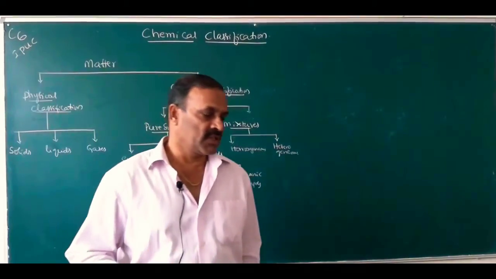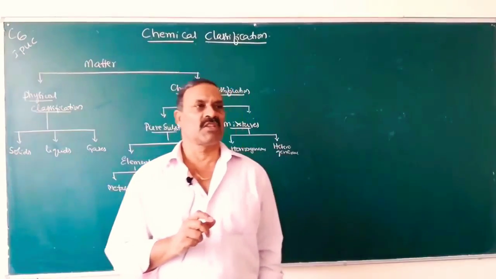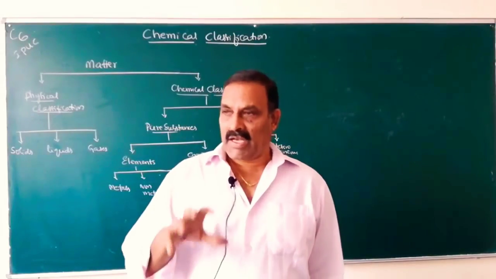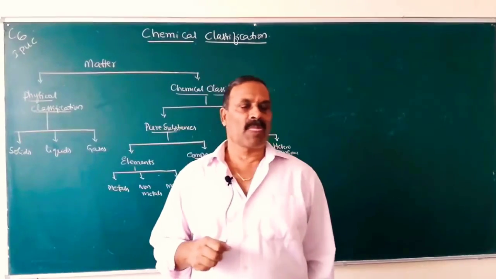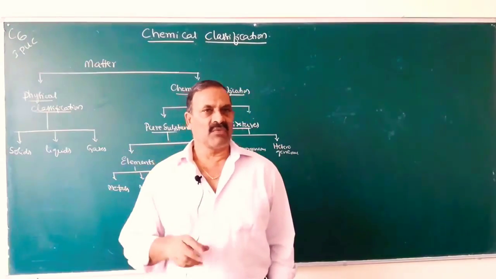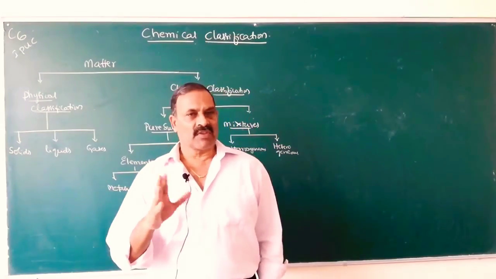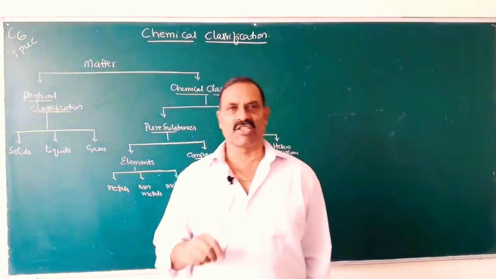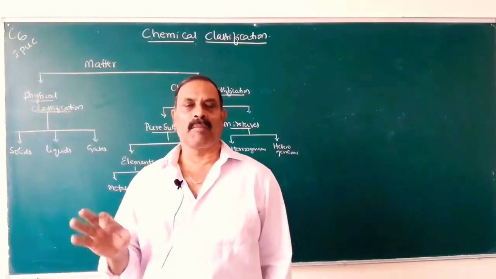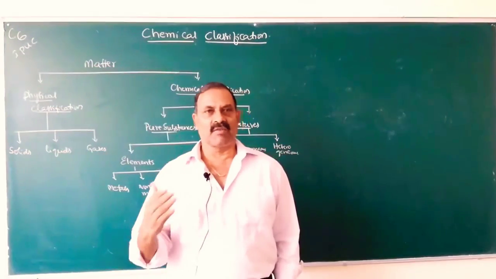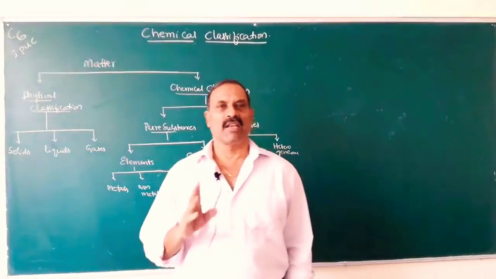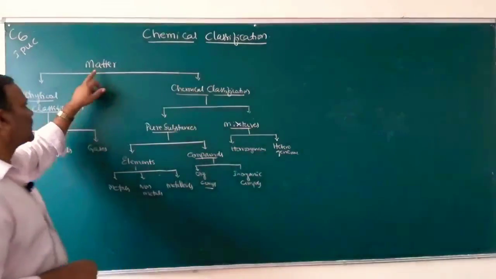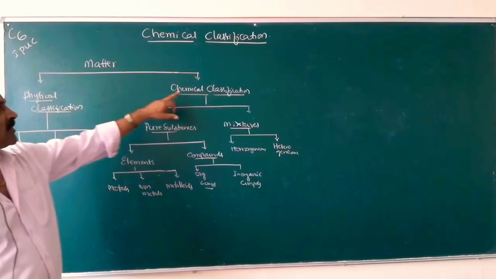So in the last class I have started the first chapter in your chemistry, namely some basic concepts in chemistry. In basic concepts I told you what is chemistry, what are the branches in chemistry, what is the significance of chemistry, and later on classification of the universe. The whole universe is divided into two classes, namely matter and energy. Energy is non-matter or non-material. Again the matter is classified under two categories, namely physical classification and chemical classification.